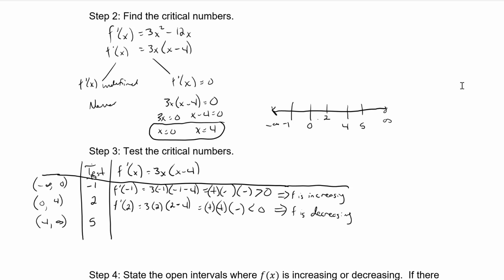And then our last interval, 4 to infinity, we picked 5 as our test point. So f prime of 5, so that's 3 times 5 times 5 minus 4. So 3 is still positive, 5 is positive, 5 minus 4 is positive 1, so that's positive. So positive times positive times positive means our first derivative is going to be greater than 0 on that interval, which then tells us f is increasing.